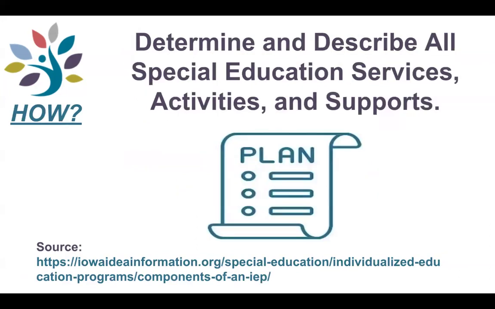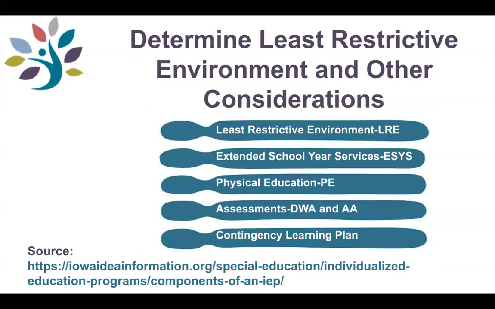And then the how. This is the section that will determine and describe all special education services, activities, and supports. So it may be the number of minutes that your child will receive specially designed instruction. If transportation, health services, occupational therapy, physical therapy, or speech language services are needed, it will be documented in this section. Another part of this section is to determine the least restrictive environment and other considerations.